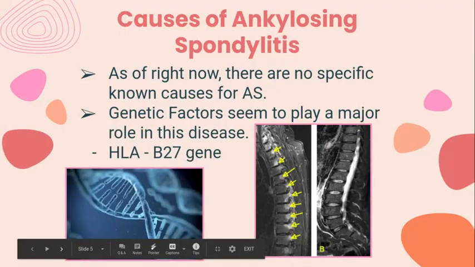So, as of right now, there are no specific known causes for ankylosing spondylitis, but genetic factors have seemed to play a major role in this disease, and specifically the HLA-B27 gene, which I will talk about next. And here on the right, you can see another image of a spine, and in image A, you can see that there is fusing of the vertebrae once again.